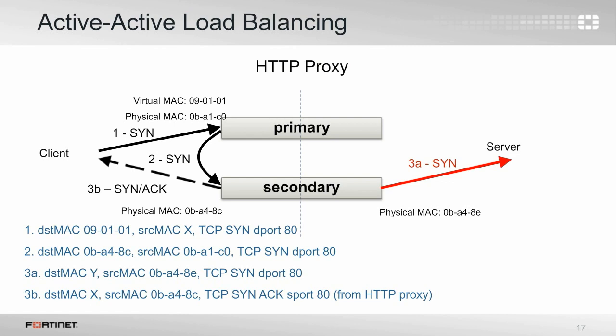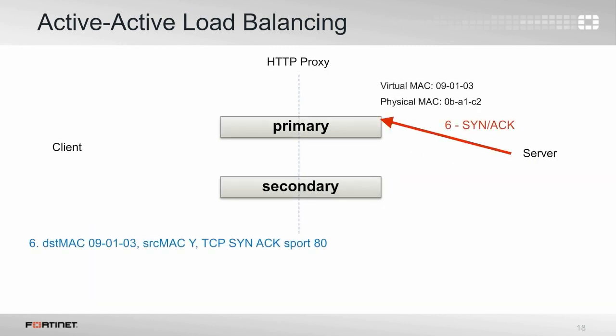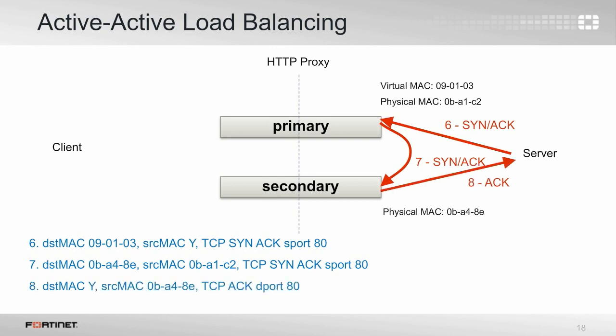The secondary responds with SYN-ACK to the client and starts the connection with the server by directly sending a SYN packet. When the server responds to the TCP SYN, the packet is sent to the primary using the external interface's virtual MAC. The primary signals the secondary, and it is the secondary that replies to the server.